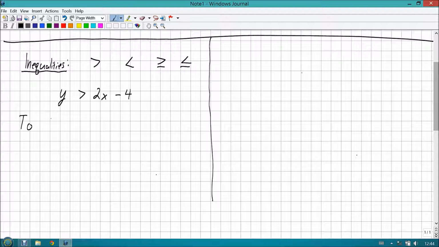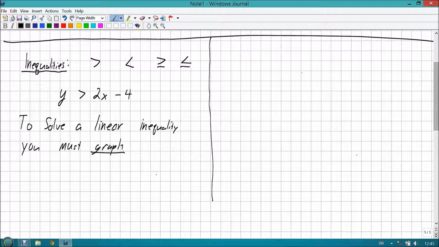So to solve a linear inequality, you must graph. So pull out your rulers because it's graphing time.